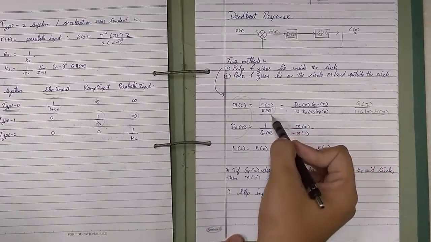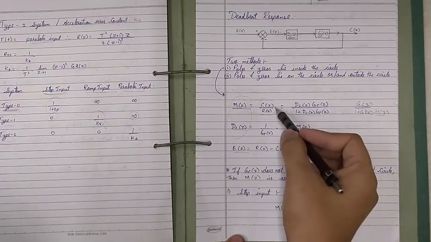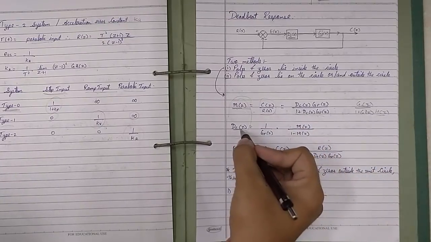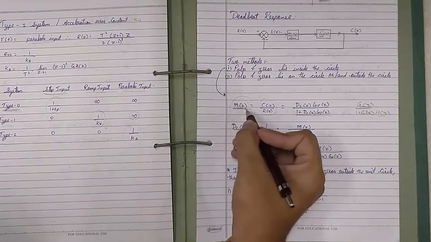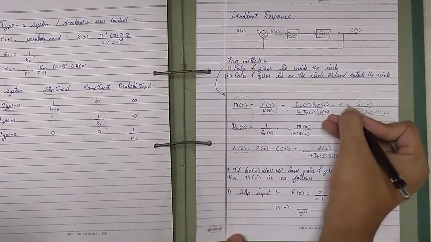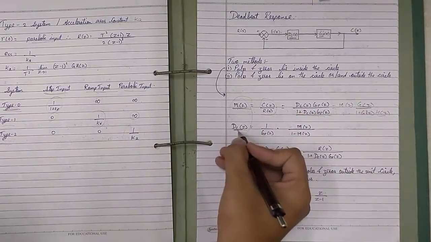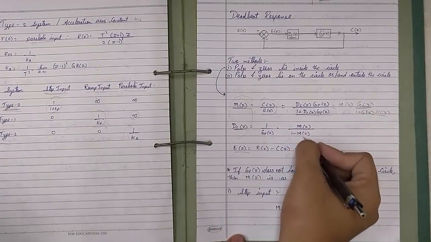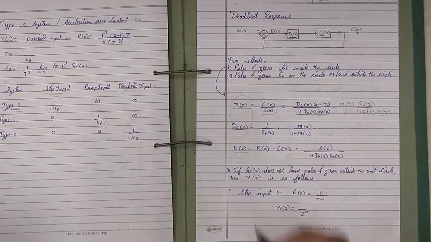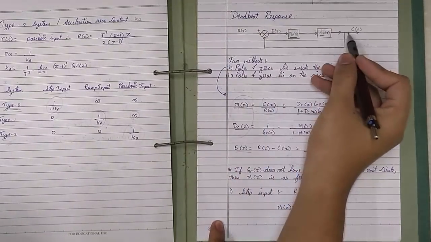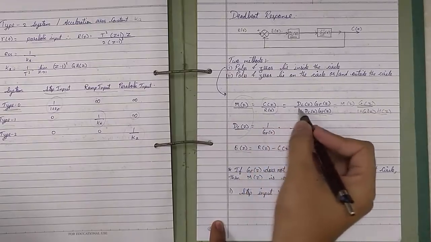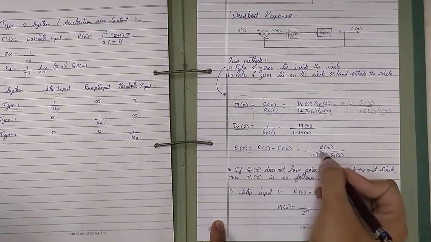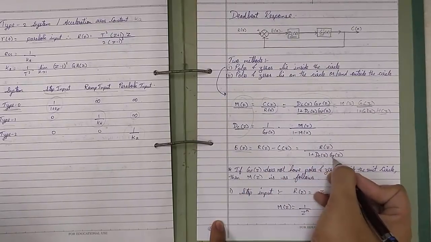So C of Z upon R of Z is equal to M of Z, and it is also equal to DC of Z GP of Z upon 1 plus DC of Z GP of Z. Now what is DC of Z? We'll use this equation and equate it to M of Z, and we'll find DC of Z. So we get DC of Z is equal to 1 upon GP of Z into M of Z upon 1 minus M of Z. Error function is nothing but R of Z minus C of Z. We know C of Z from this equation, so we can substitute that and we get E of Z is equal to R of Z upon 1 plus DC of Z GP of Z.